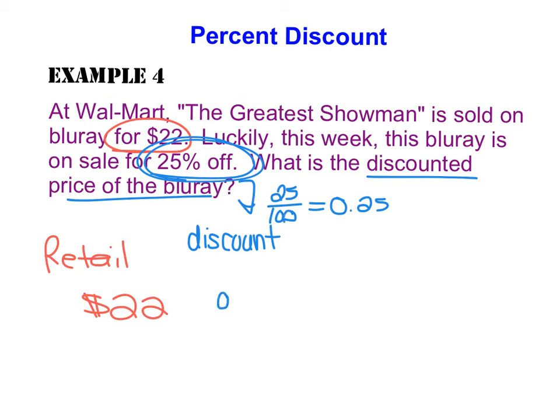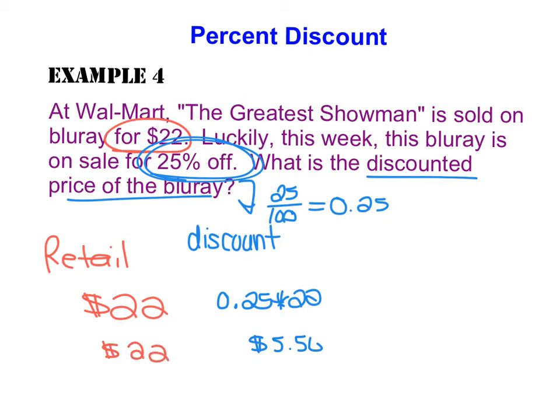So we're going to take 0.25 and we're going to multiply that by the $22 so that we can figure out what 25% of 22 actually is. And if we use our calculator to help us figure out what that is, we find that 25% of $22 is $5.50. So we have our retail price of $22 and our discount of $5.50.